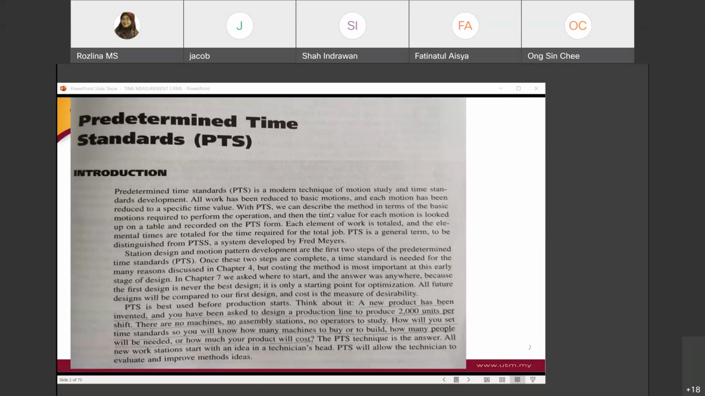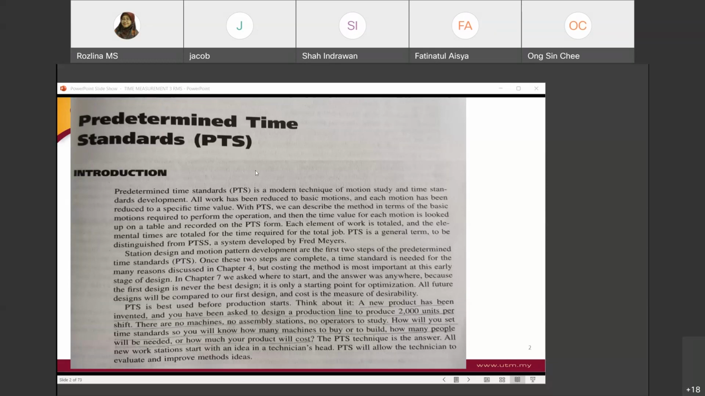Okay, Assalamualaikum, salam sejahtera. We have done our work study, time study for stopwatch. So you know about the stopwatch. The job can be physically in front of you, so you can study and learn what the steps are.